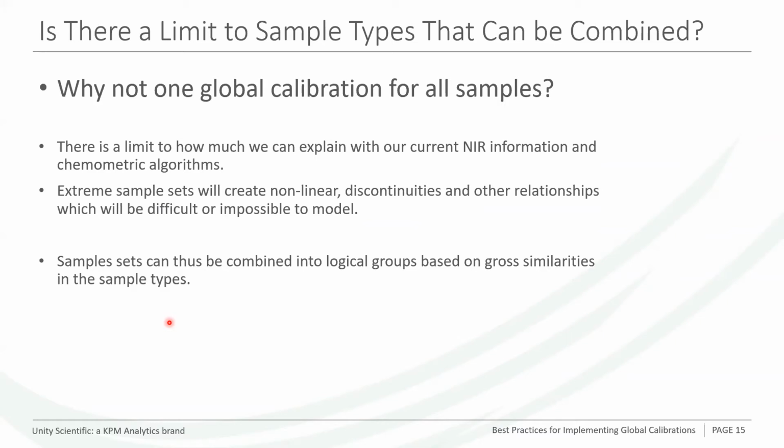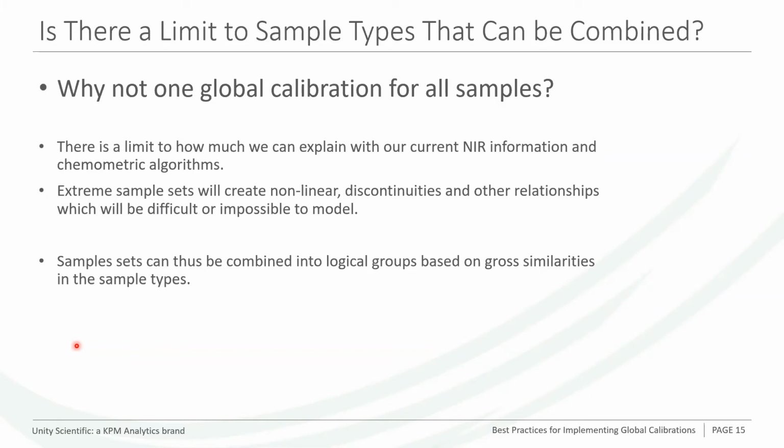Can we model everything in? In reality, there's a limit right now to how much we can explain with our current NIR instrumentation, the information we collect, and the calibration or chemometric algorithms we have. So extreme sample sets can create variations we can't explain right now. They might be nonlinear, discontinuous, or other relationships that we can't explain.